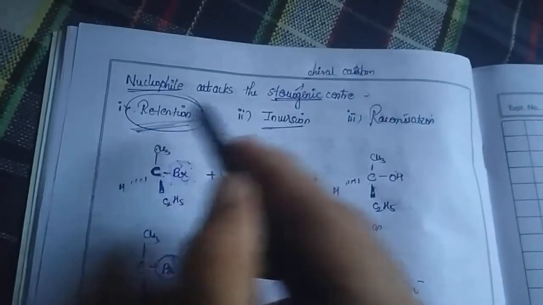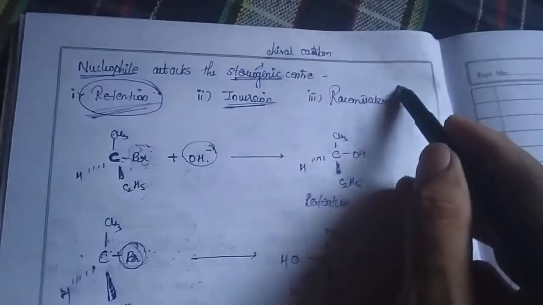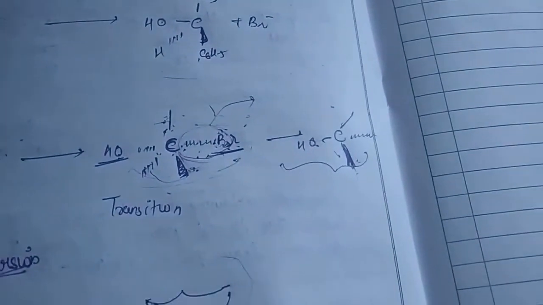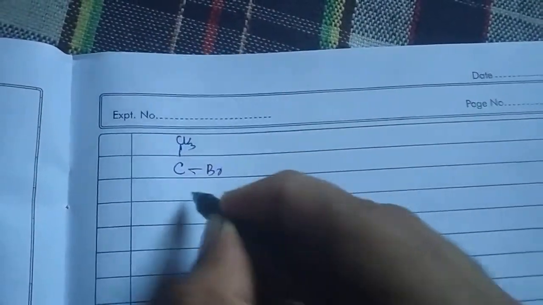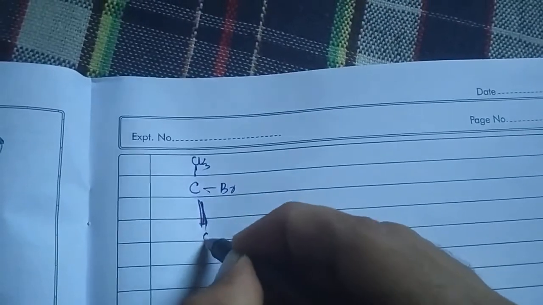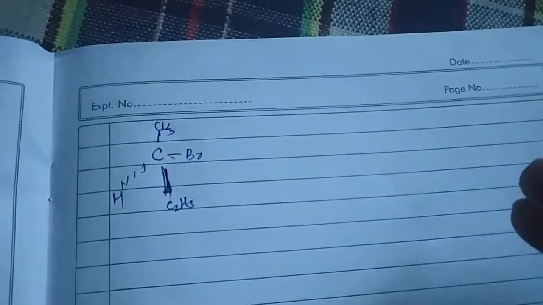Okay. Now we have seen the retention and your inversion. Inversion happens in SN2. Now let us come to racemization. What do you mean by racemization? Remember guys, as I said when I was dealing with my SN1 condition, I took an example: CH3, Br, C2H5 and here I am having my H.